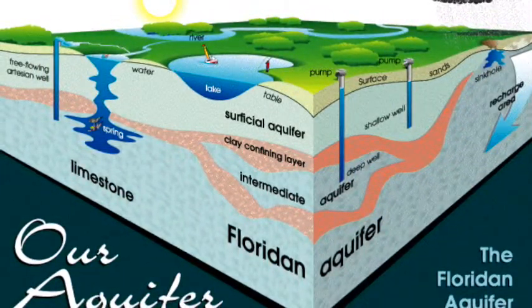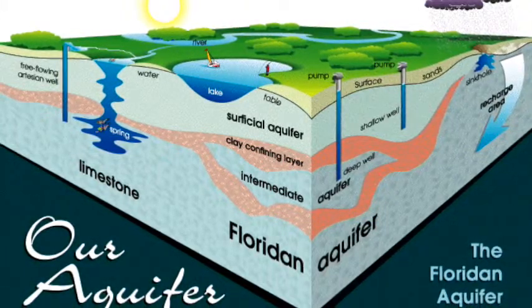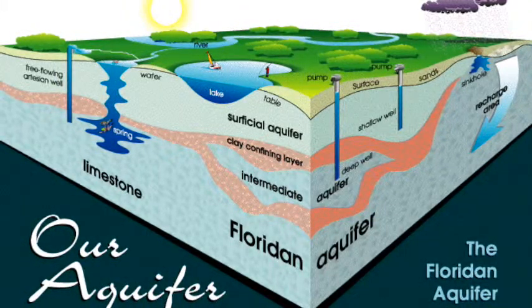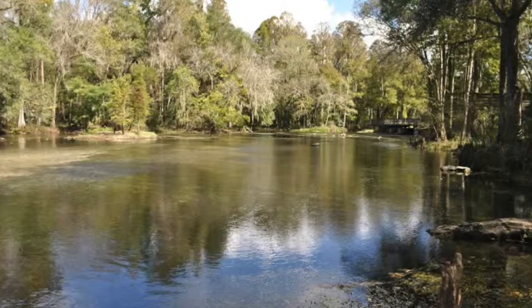Finally, one last thing I actually learned about Crystal Springs was that the spring actually discharges 30 million gallons of water each day, which is a ton.